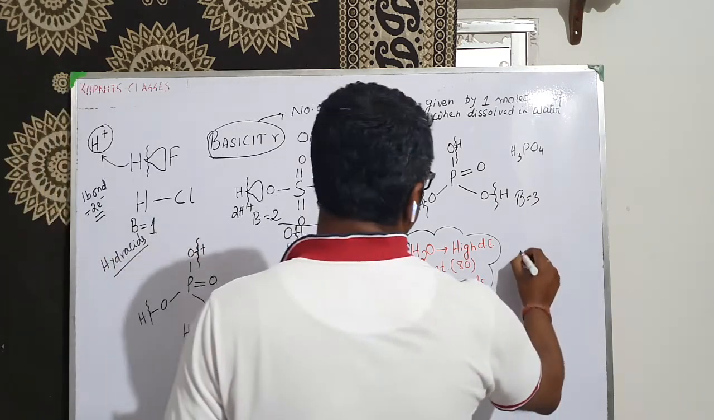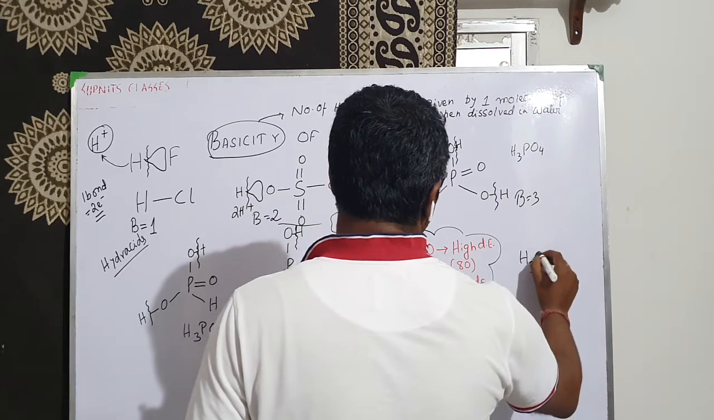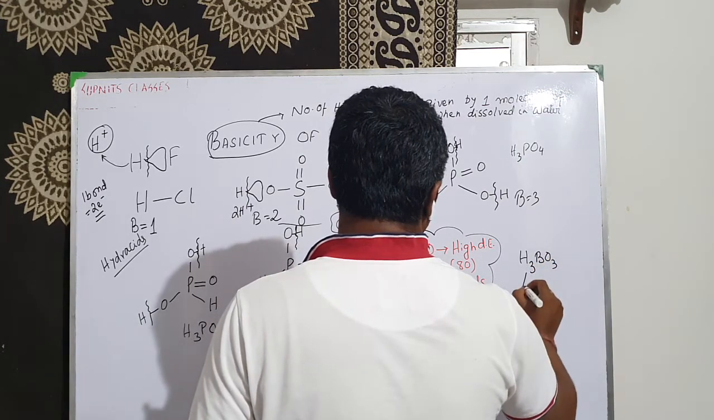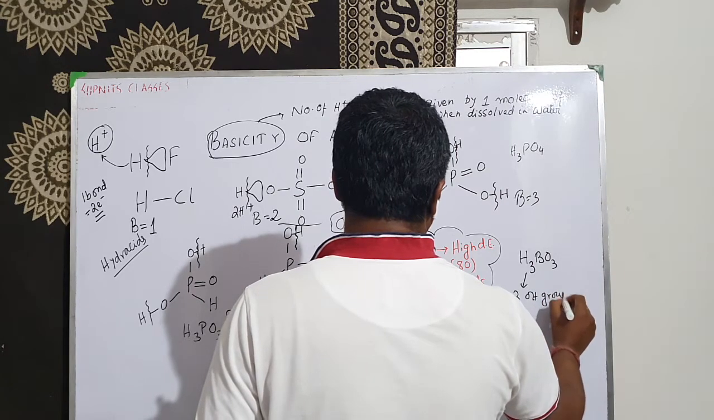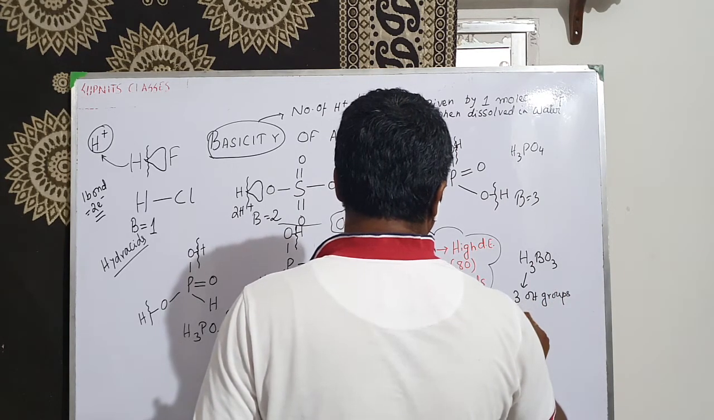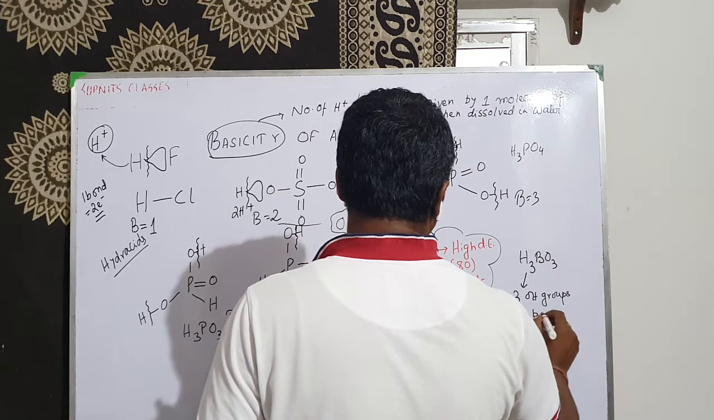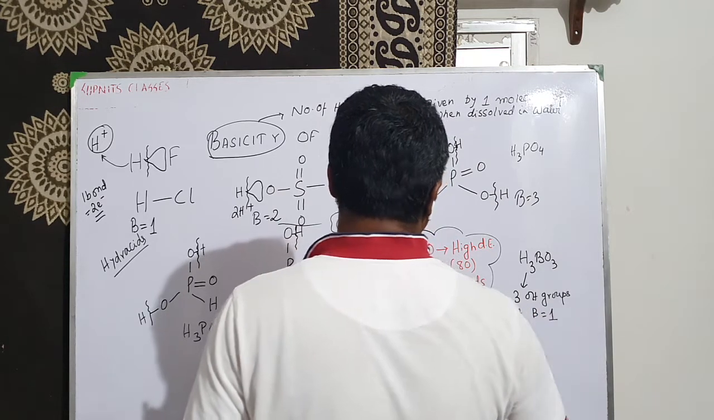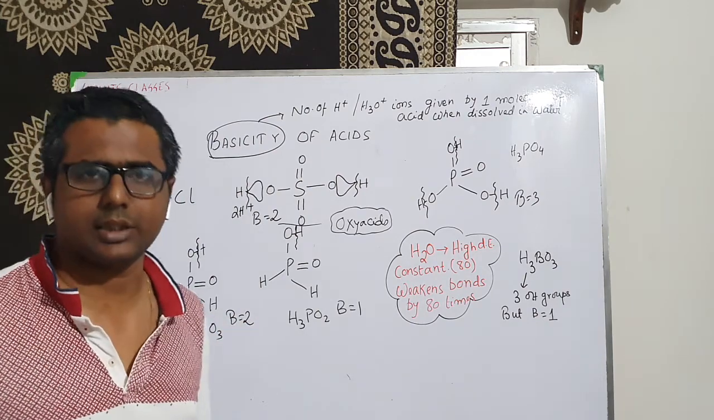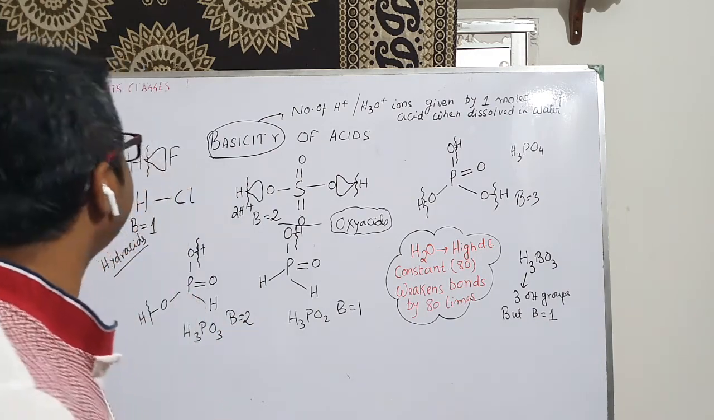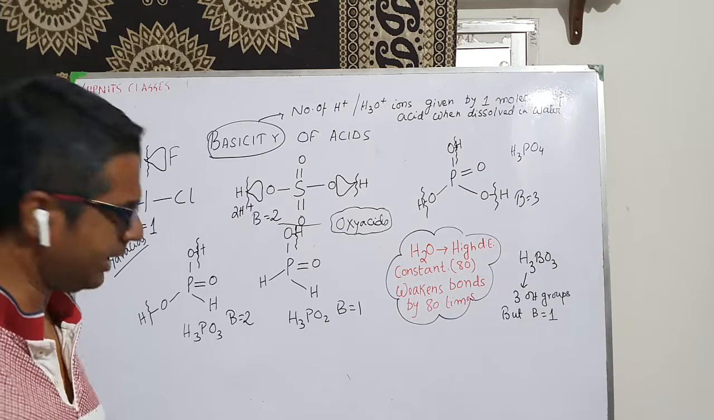Except there is one acid which is called boric acid, H3BO3. It has 3 OH groups, but its basicity is 1. Okay? So this is out of your scope. This will be taught in class 11. Okay, so I hope the basicity is pretty clear to you right now.